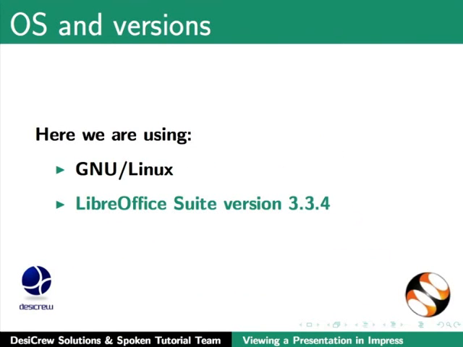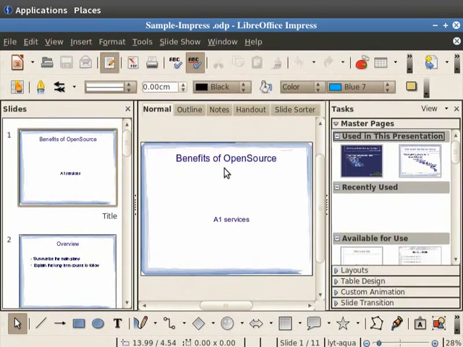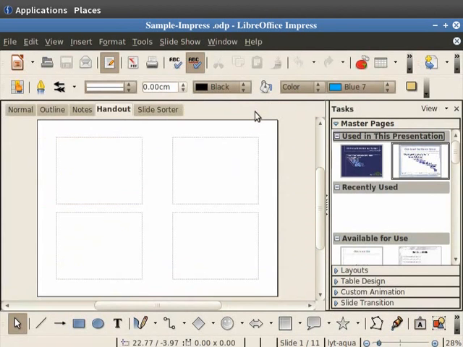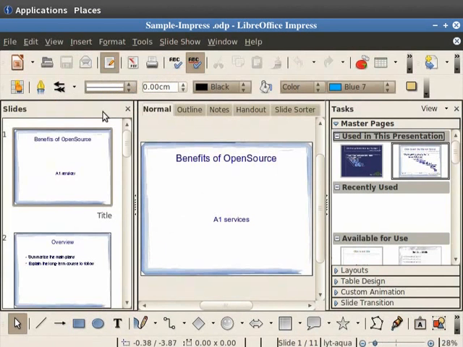First, let us open our presentation, Sample Impress. LibreOffice Impress has many view options that help you create a better presentation. By default, when you start LibreOffice Impress, it looks like this. This is called the normal view. When the presentation is in any other view, you can return to the normal view by clicking on the Normal tab or by clicking on View and Normal.